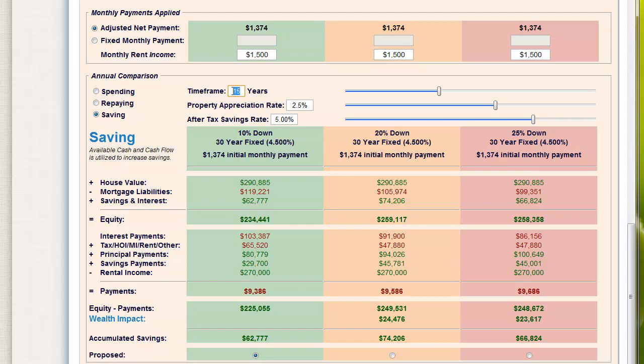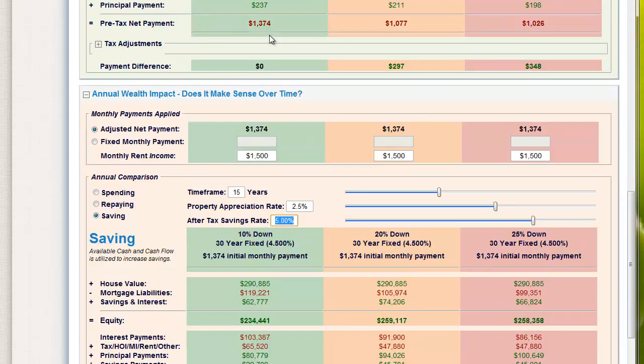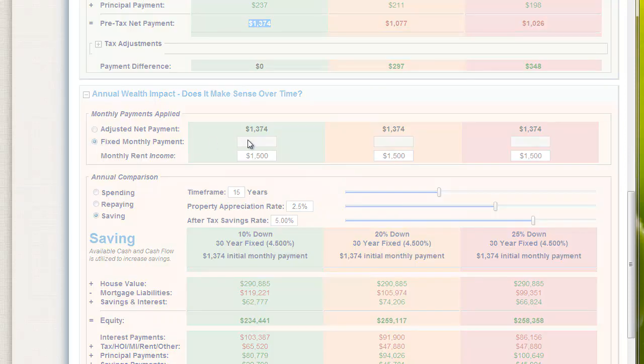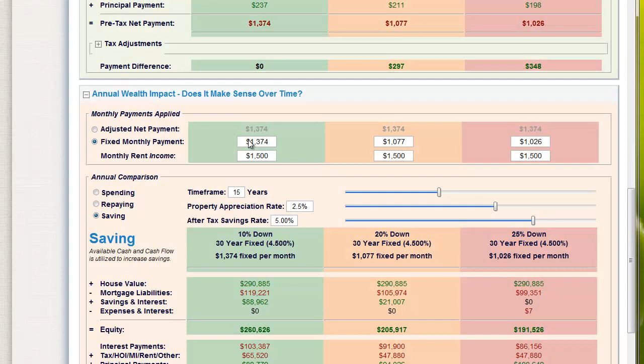I put in 15 years as the hold period. What's the property appreciation rate for this property? 2.5%. What's the savings rate on the money that they would earn in the savings account? 5%. Notice something else I did. With the adjusted net payment, again, this is just like in the closing costs. The payment is $1,374. Okay? I can override that by putting in a fixed monthly payment, but I'm no longer comparing apples to apples. I'm comparing apples to oranges to tangerines.